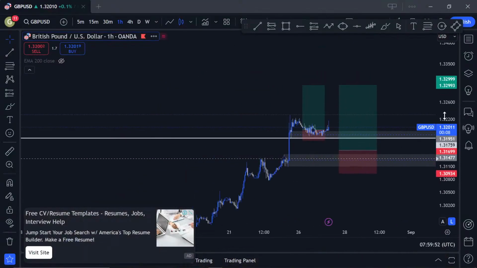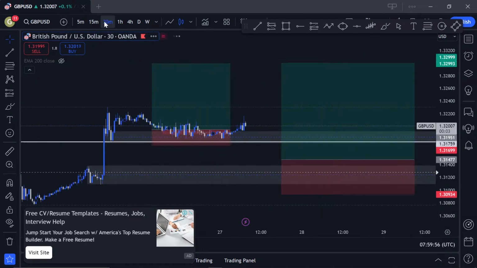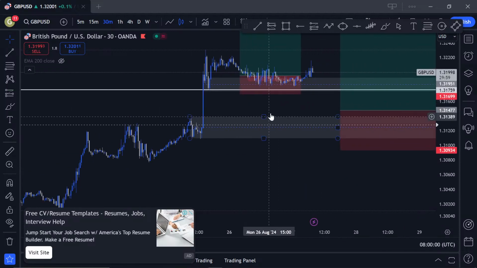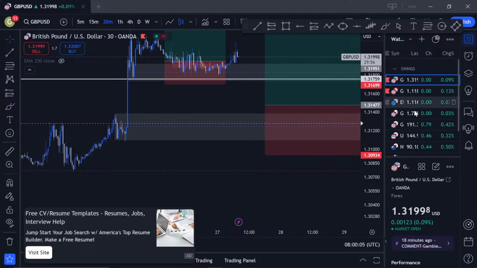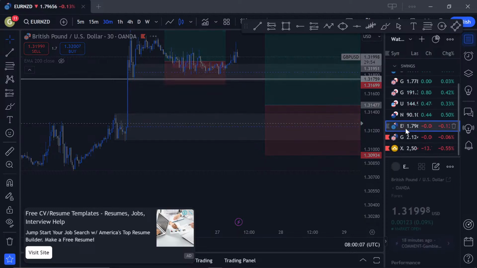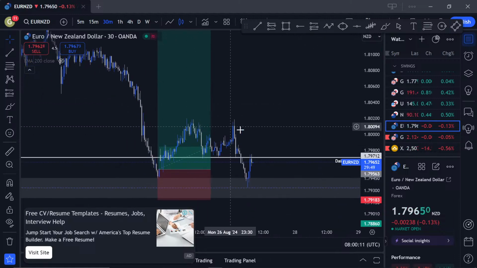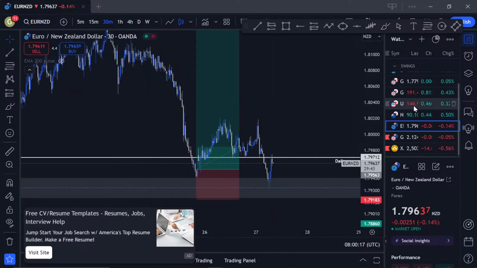Okay, for this one, this is a position I'm holding since yesterday on GBP USD. You can see market is just fluctuating. So if it doesn't move well today, I might just close it off. And then here's another trade that I'm also holding, Euro NZD. You see, it's also not moving properly well. But this aside, let's go straight to what we're actually here to analyze today.